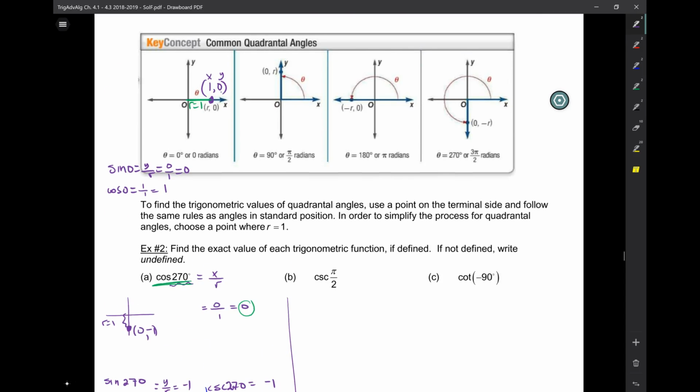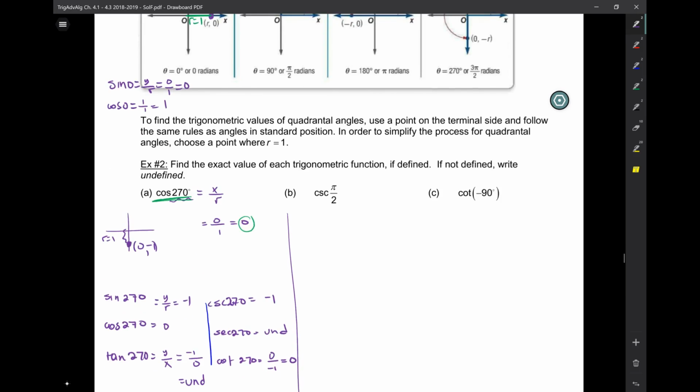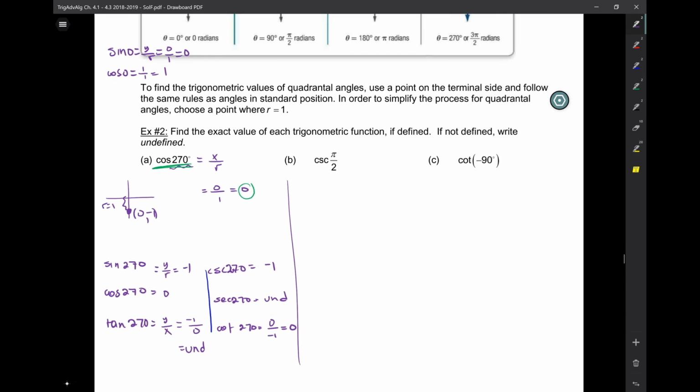Remember we were talking about the quadrantal angles, and we said when an angle lands on one of the axes, then we just come up with a coordinate point like 1, 0, negative 1, 0, 0, 1, and we use one of those. So here we have cosecant of pi over 2. Let's talk about where the terminal side for pi over 2 lands. Is it left, right, top, bottom? Top. And we come up with a sample point there.